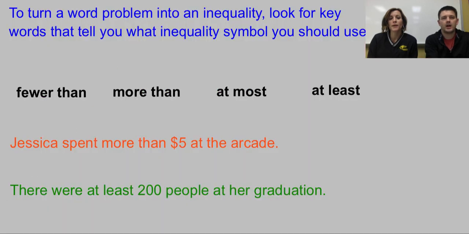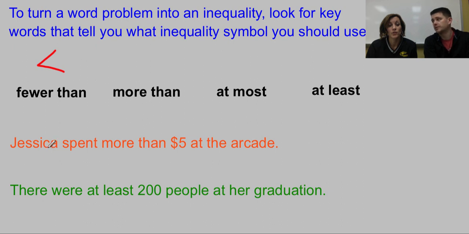To turn a word problem into an inequality, we need to look for keywords that tell you what inequality symbol you should use. So these are not going to be quite as straightforward as greater than, less than, greater than or equal to, less than or equal to. You're going to have to interpret a little bit. So when you see the words fewer than, that's going to be the same thing as a less than. When you see more than, you're going to go ahead and use the greater than sign.